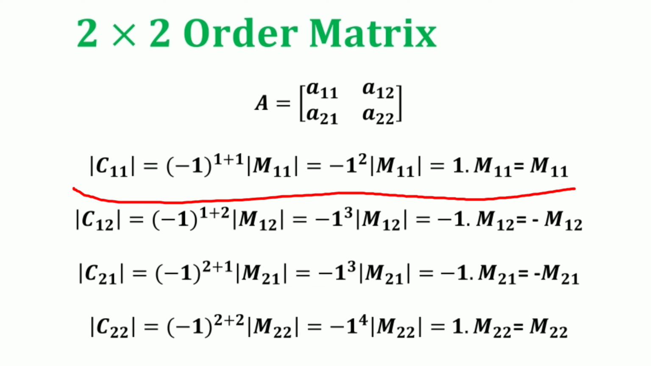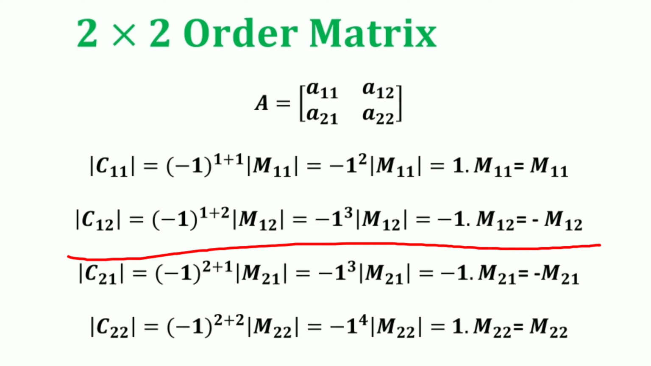So here the first cofactor, that is C11, is equal to minus 1 raised to the power 1 plus 1, that is i plus j, since it is the first row and first column, into M11, that is the first minor, which is equal to minus 1 squared into M11, that is 1 into M11, which is M11.